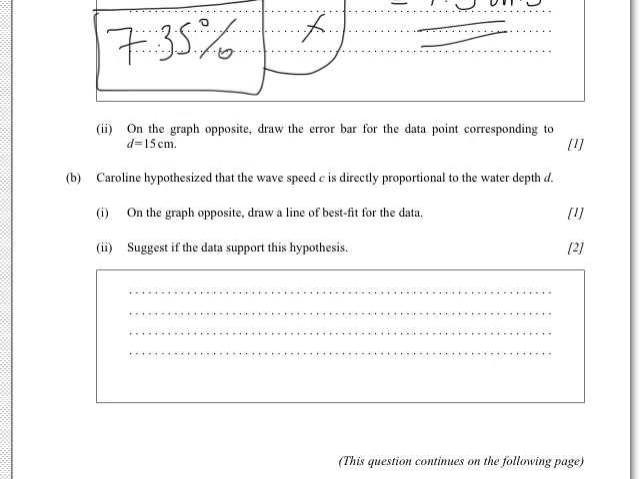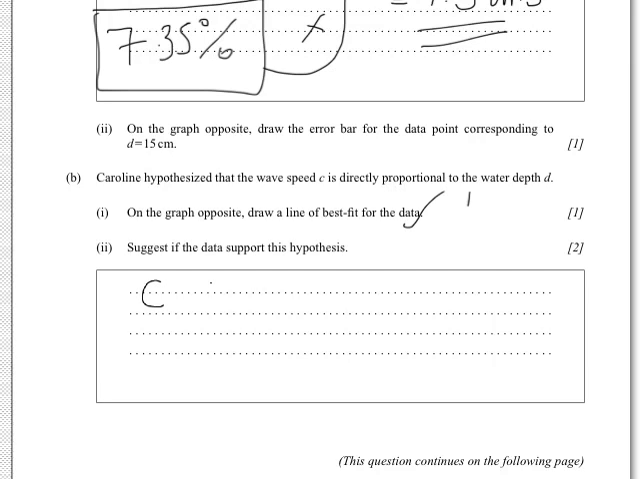So the next question is to draw the line of best fit. We've done that one. Tick. And now we can talk about whether the data supports the hypothesis. The hypothesis is that wave speed c is directly proportional to water depth. So the first thing to do is to state what proportional means. This is a very common question.